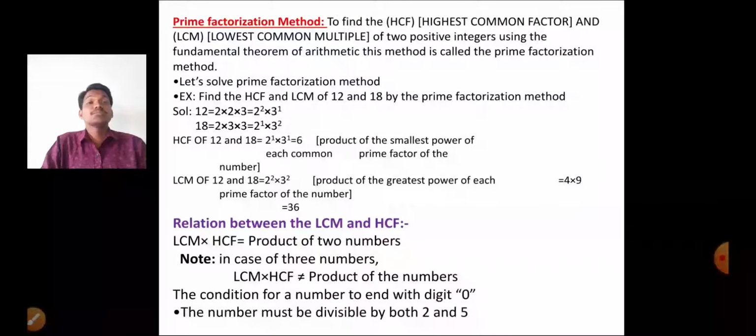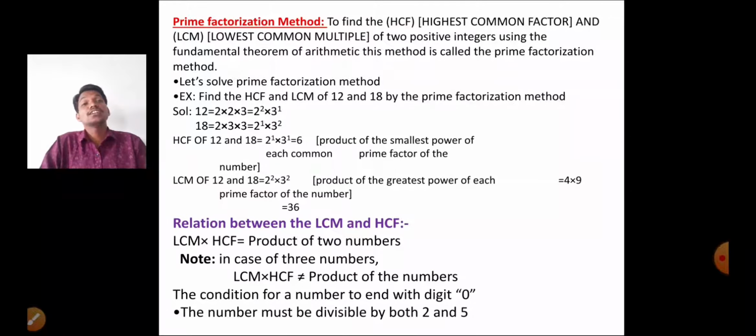Prime factorization method. Statement: finding the HCF, highest common factor, and LCM, lowest common multiple, of two positive integers using the fundamental theorem of arithmetic is called the prime factorization method. Let's solve. Example: find HCF and LCM of 12 and 18 by the prime factorization method.